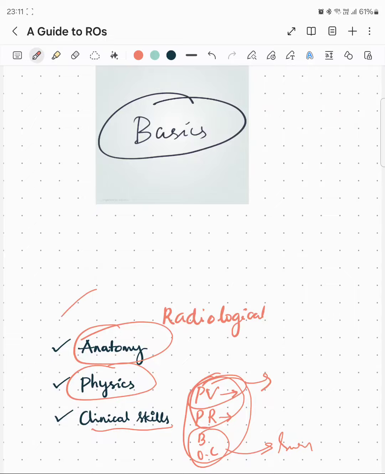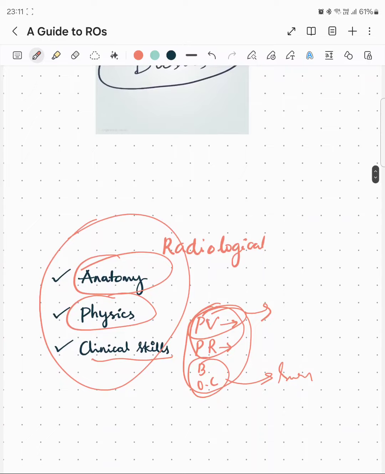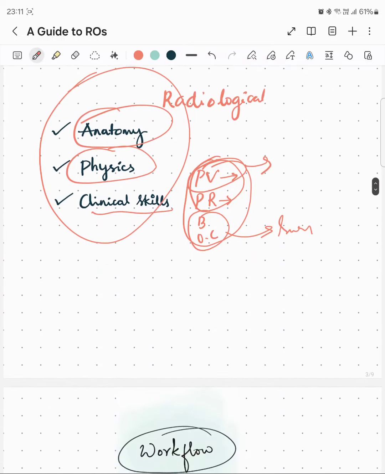So I'm just telling you that these are the basics that are required in radiation oncology. Before entering radiation oncology, it's better you make sure you have these particular skills. If not, you can learn.